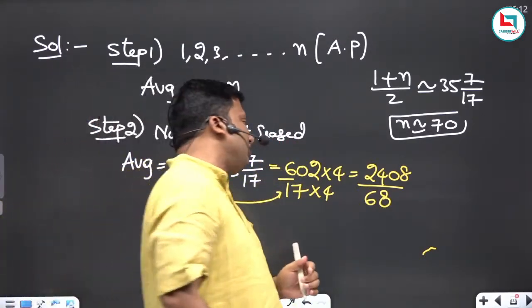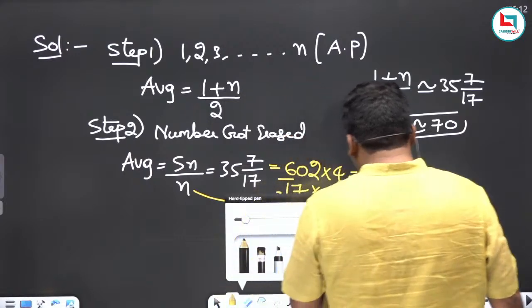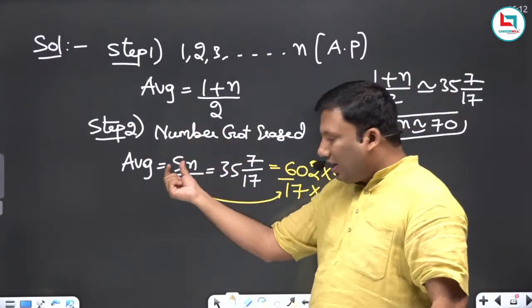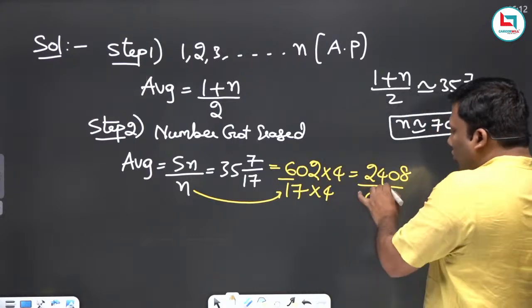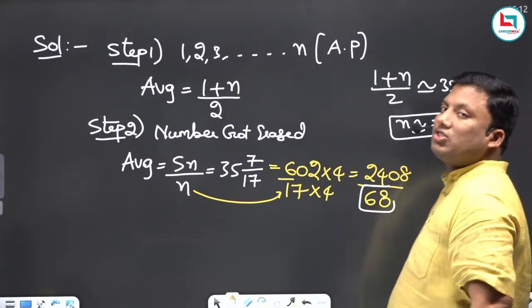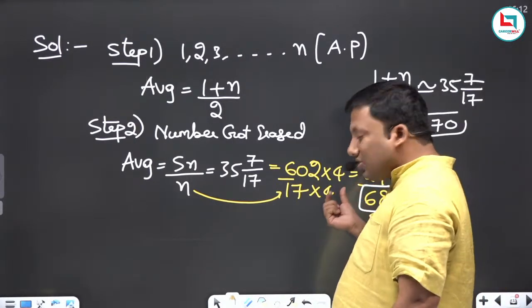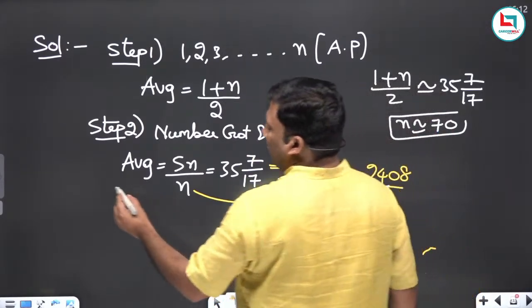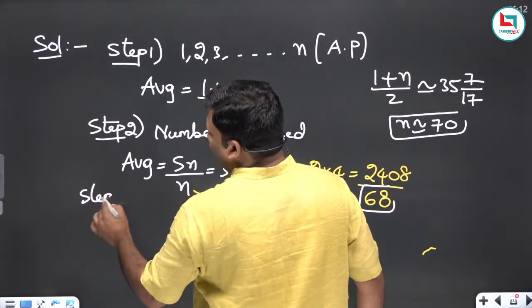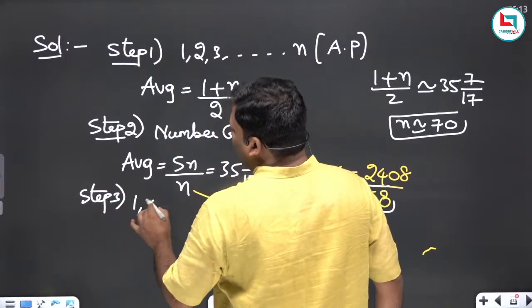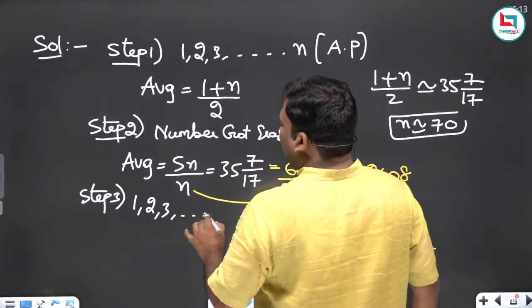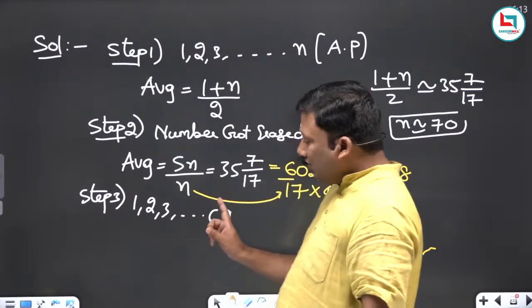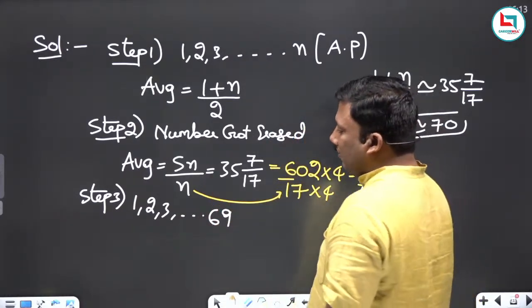17 4s are 68. That means, please read the statement again. After one number got erased, the average came out to be 68. There are 68 numbers on the board after I erased one number. That means step number 3. How many total numbers will there be? 68 numbers are there on the board after I erase one number, so totally 69 numbers were there.